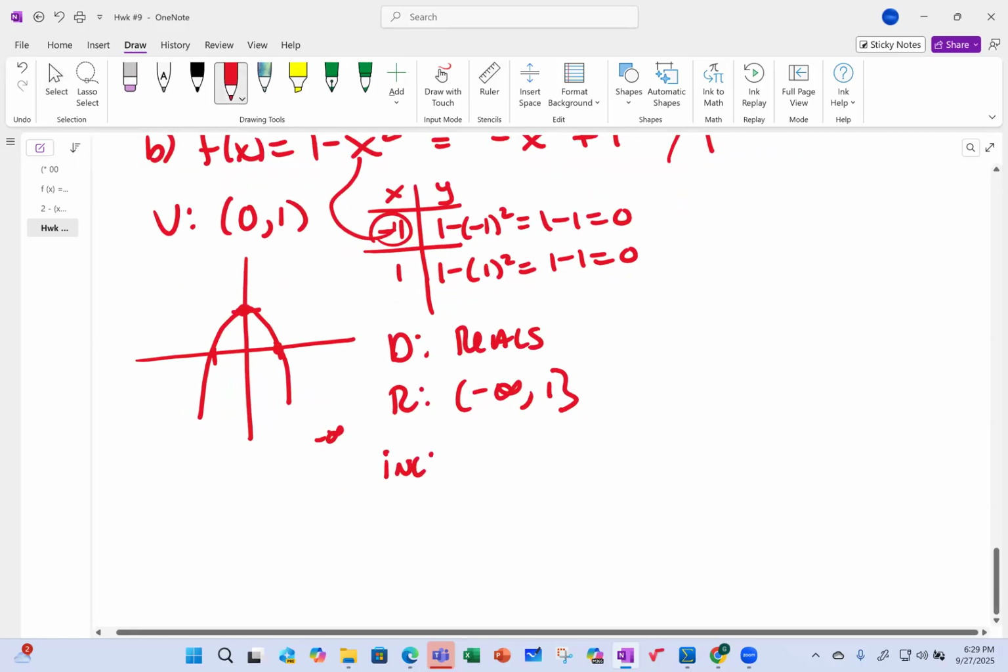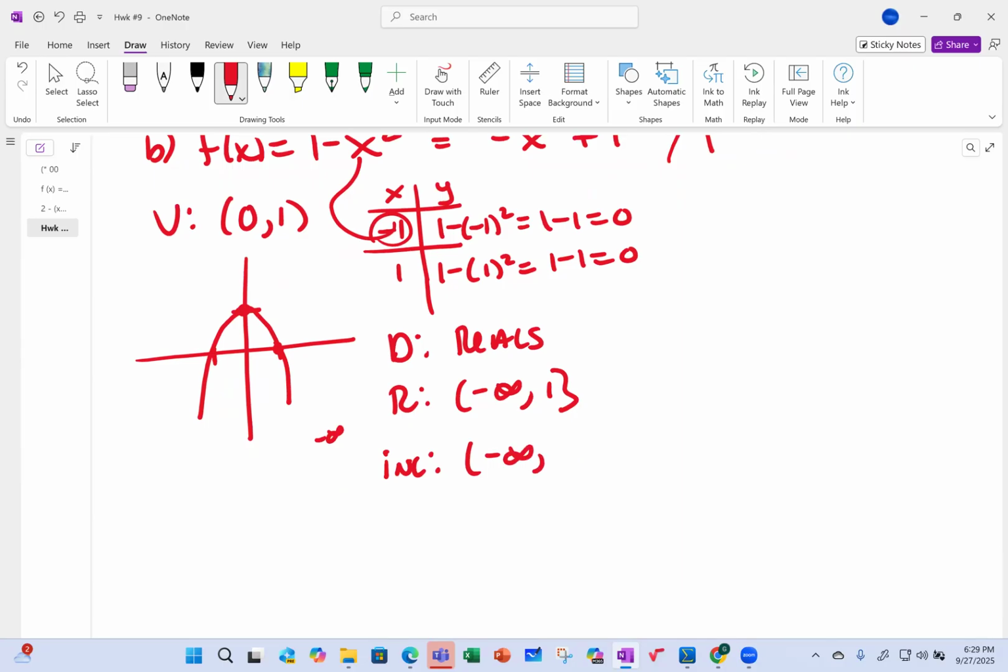This function is increasing from when x is negative infinity to 0, because it's rising from negative infinity to when x is 0. And it decreases from 0 to infinity. Again, these are only x values, not y's. When we have a maximum value on this parabola, because it's concave down, the maximum will be the y coordinate of the vertex, which is up there at 1.